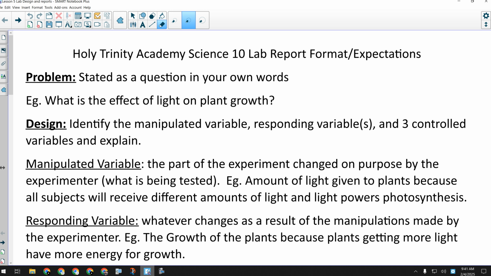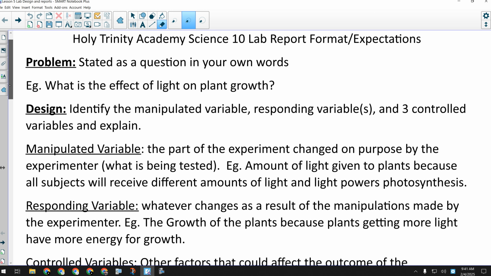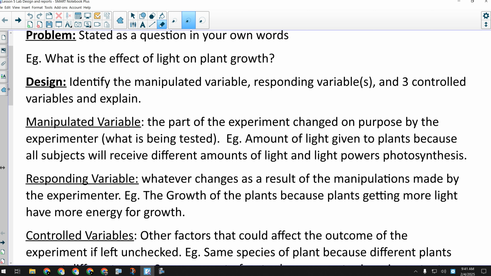So we would say in our experiment, the amount of light given to the plants is the manipulated variable because all subjects will receive different amounts of light, and light powers photosynthesis. So I've identified that light's the manipulated variable, and I've explained how and why it's being manipulated. The how is they're all getting different amounts. Why? Because light powers photosynthesis. Everybody kind of follow me there? It's going to be a sentence or 2 for sure. You don't just say light. That's not going to get you 4 marks. You've got to have an explanation.